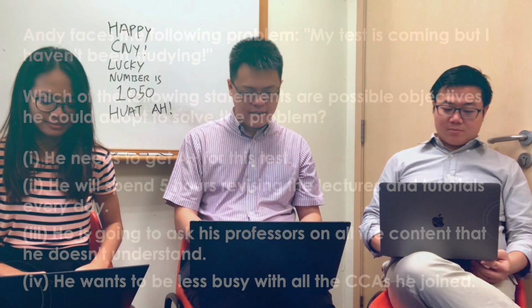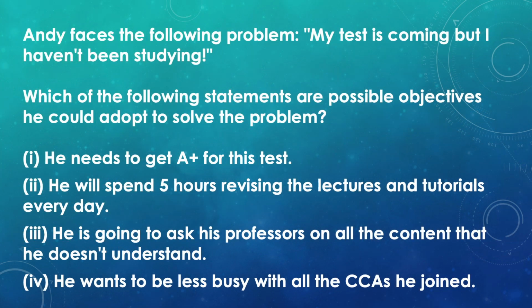For question 4, we see that there are 4 options. He needs to get an A+ for this test. He will spend 5 hours revising the lectures and tutorials. He's going to ask his professors on all the content he doesn't understand. And he wants to be less busy with all the CCAs. The question is, which of these are valid objectives that he could use to solve this situation? The correct options are 2 and 3. These are clear, concrete action plans that he can take in order to solve this problem. On the other hand, options 1 and 4 are needs and wants. These are statements of a problem, but not a method in order to achieve what he wants to do. As a result, the only correct options are 2 and 3.